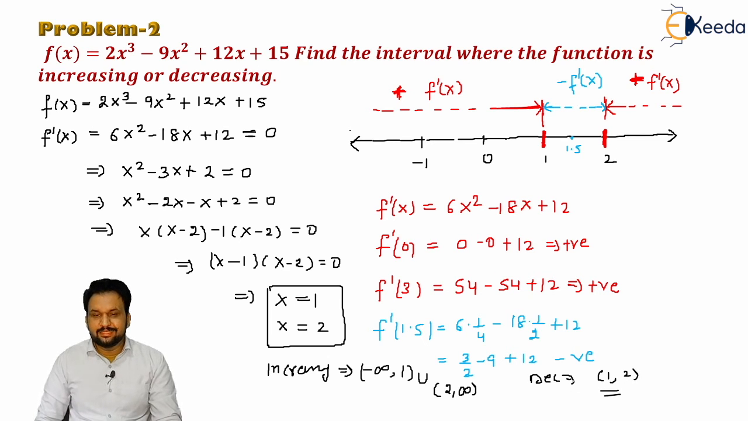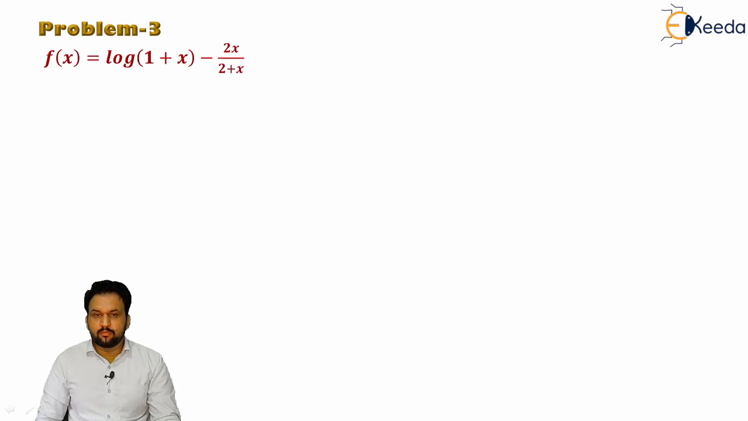Okay, so in each and every question your method is the same: first order derivative, and then you have to make a real line. Okay, let's see another example. Here is your problem number three: f of x is equal to log of 1 plus x minus 2x by 2 plus x. How can you find where the function is increasing and decreasing?